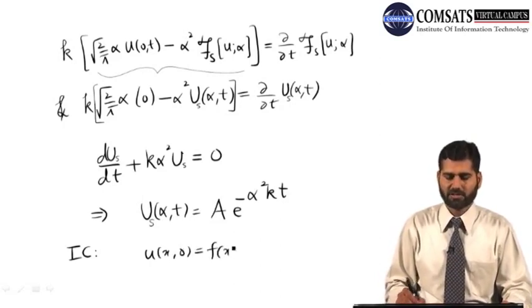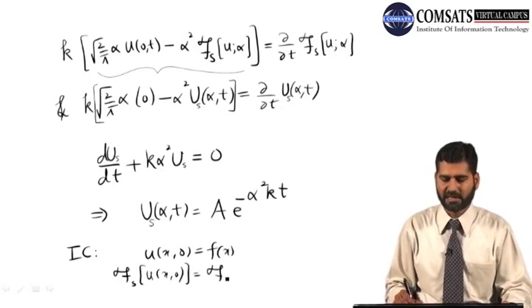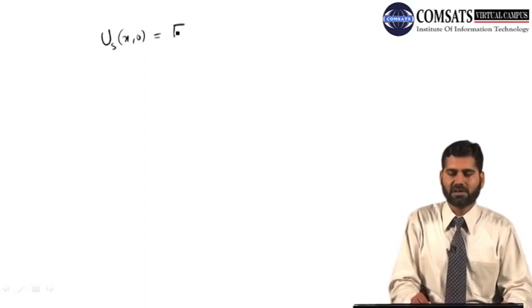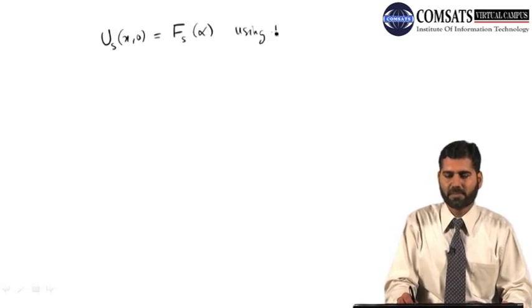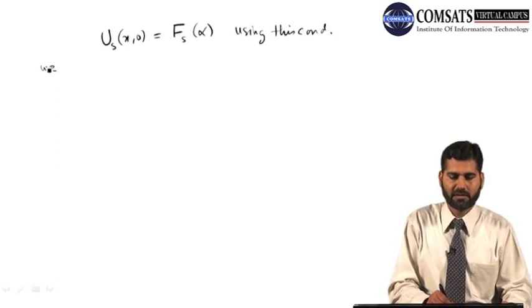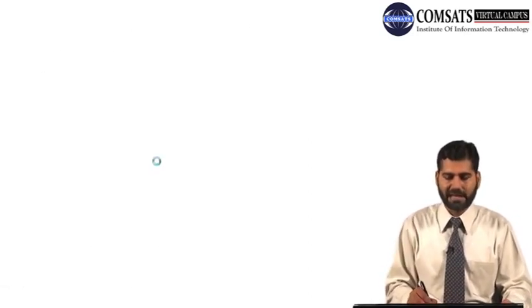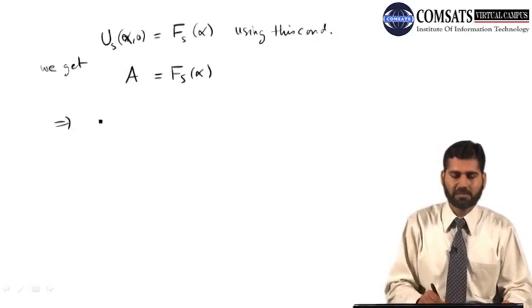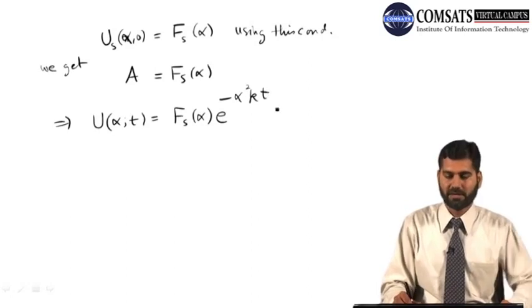Now the initial condition was u(x,0) is equal to f(x). So if I take the Fourier sine transform of u(x,0), it is the Fourier sine transform of f(x). So you can write U_S at (alpha, 0) is equal to, let's call it F_s of alpha, the Fourier sine transform of capital F. All right, so this is your initial condition. Using this condition, U_S alpha 0 will be A, because e to the power 0 is 1, and that is F_s alpha. This implies your capital U alpha t is equal to F_s alpha e to the minus alpha square k t. All right, so this is your answer.